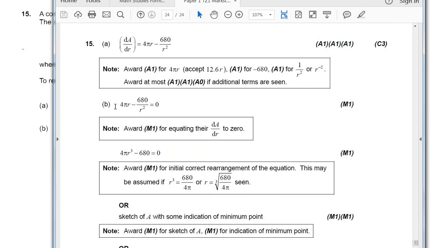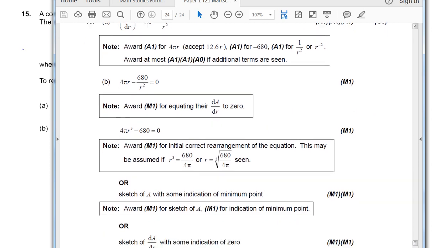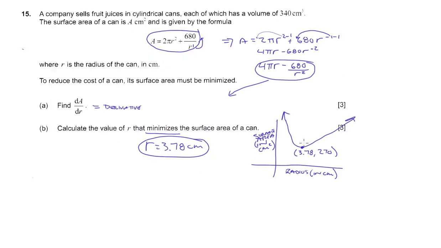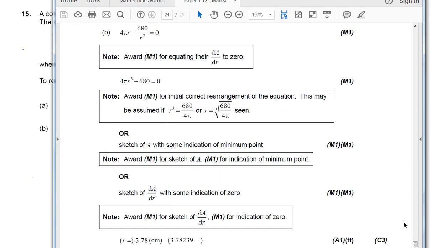Part B says 4 pi r minus 680 over r squared equals 0, and then you'd have to go through and solve that all. Okay, and then if you look far enough down here, it says, or a sketch of A with some indication of minimum point. Okay, so award M1 for sketch of A and M1 for indication of minimum point. Okay, which we did. That is this right here. Here's our sketch. Here's our minimum point. And you definitely want to put a little dot there to show that that's the minimum point, right? So there's 2 points for that right there.